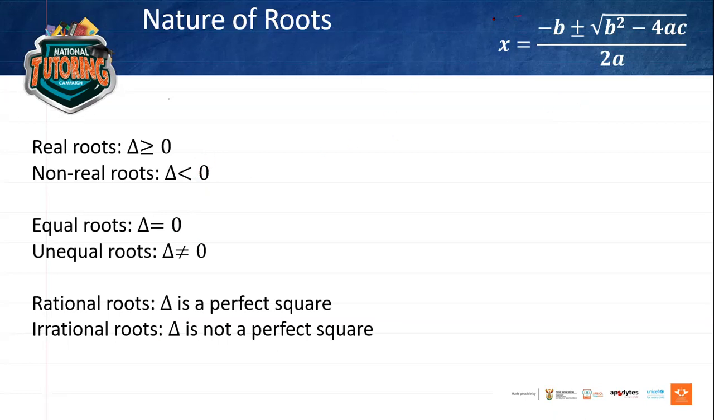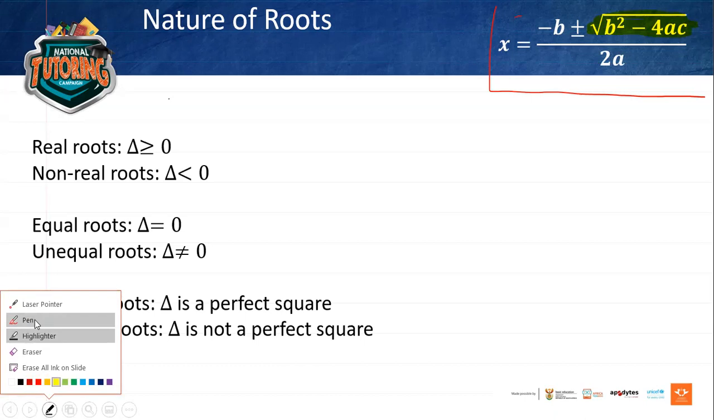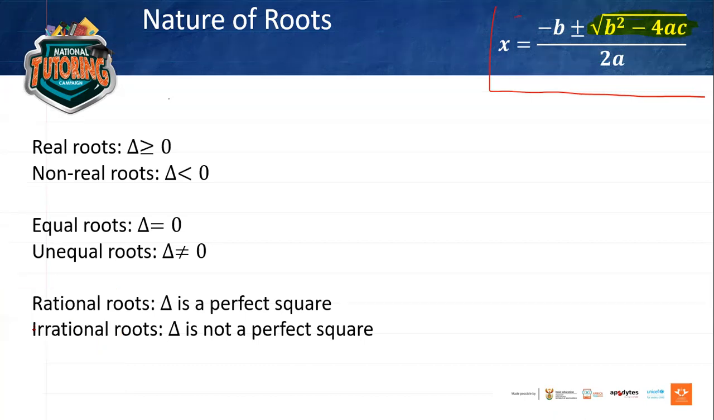We have our quadratic equation, which is given to us in the top right. And sometimes our solutions will be real, equal, rational. Maybe they'll be non-real, unequal, and irrational. We always need to check if the question asks us about the nature of roots. The part of the equation that tells us the nature of roots is this square rooted part over here. If I look at the square rooted part, I can decide whether my equation is going to be real, non-real, equal, unequal, etc.